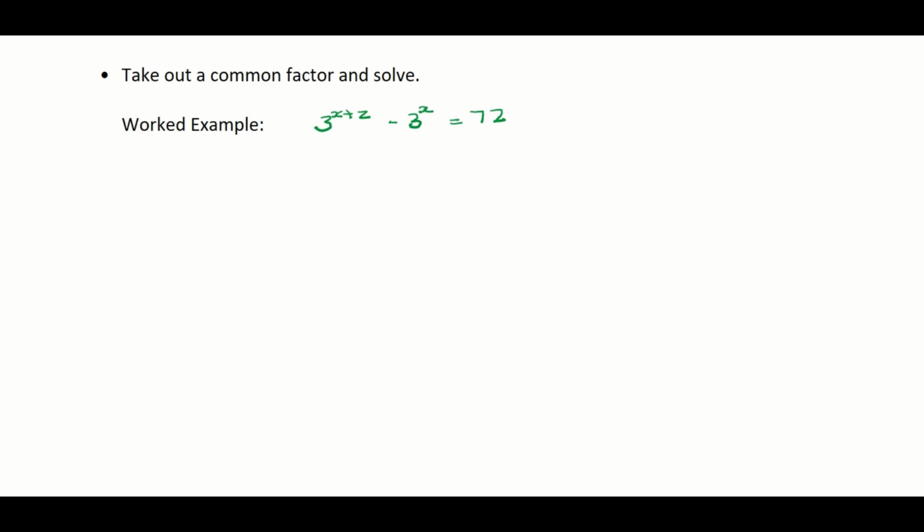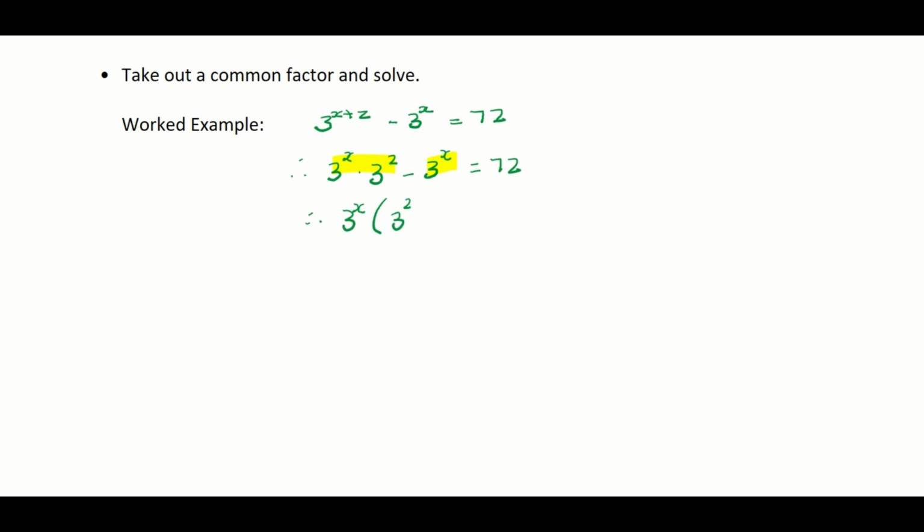Okay, so the first thing we do is split our powers. 3 to the power of x times 3 to the power of 2 minus 3 to the power of x. Leave the right-hand side as 72 for now. Therefore, if you notice here, we have two terms. There's one term and there's the other term. When we have terms, we are likely to take out a common factor. So in this case, we do have a common factor, which is 3 to the power of x. Take that out, and what's left goes inside a bracket.